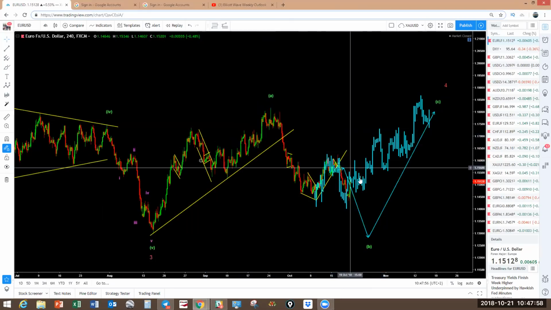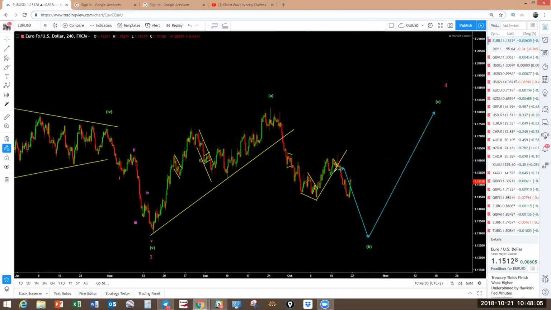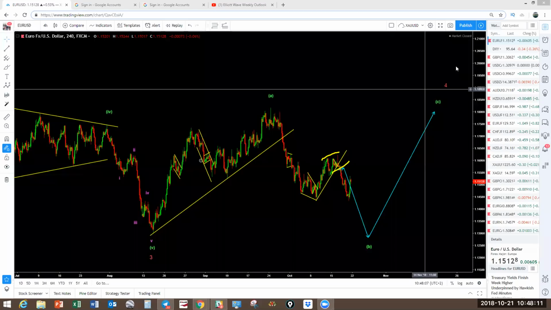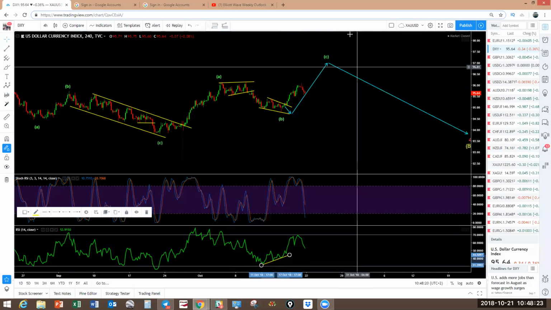All right, so that is the Euro US dollar. Now let's look at the dollar index. The dollar index was very clear, and this is why we sold euro here. And not because we could see this structure clearly, but because we could see the DXY structure clearly. Let's look at the DXY dollar index. Okay, so this is what the dollar index was showing us. It was also showing us clear divergence, and that's why we could see that this was going to pop up.